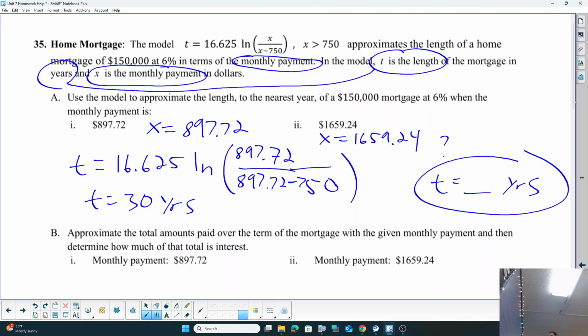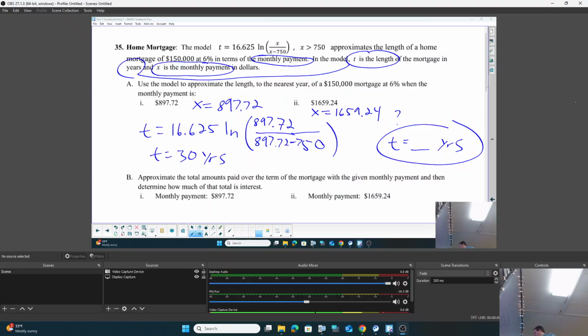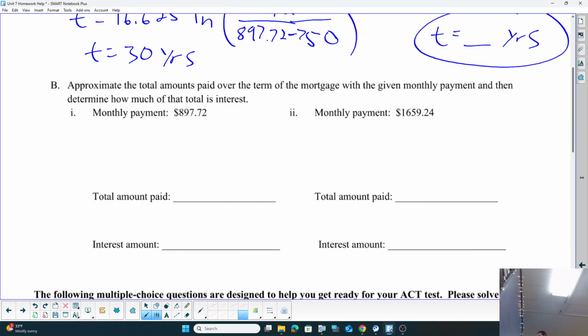This is weird. So, approximate total amounts paid over the term of the mortgage. I'm going to pause and think about it for a second. All right, I think I got it, but it just didn't jump to me very easily because I thought we had to use the formula, but I guess not.